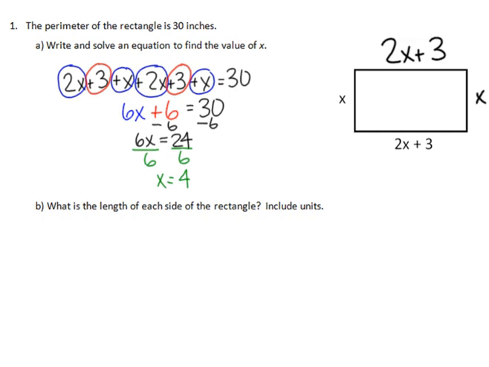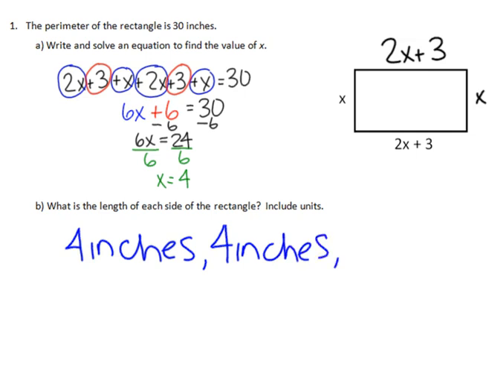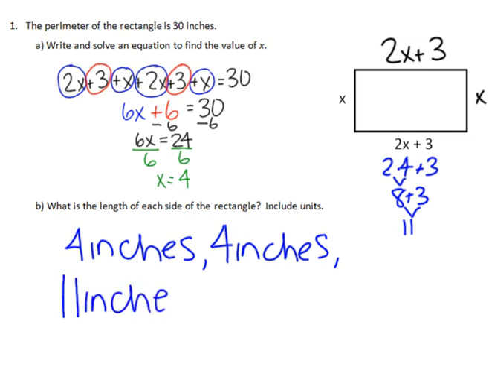The short sides, or the width of each rectangle, is just the same as the value for x. So each of those are going to be 4 inches. So I have 2 of those. And then the other 2 sides, I need to multiply 2 times 4 and then add 3. So that will give me a final side length of 11. And then we'll have 2 of those. Okay, so 2 sides that are 4 inches and 2 sides that are each 11 inches.